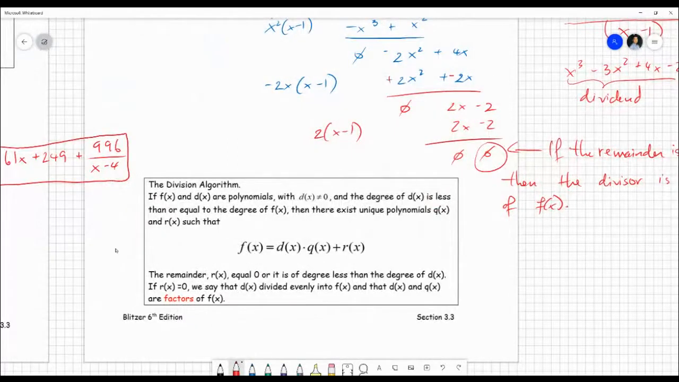All right, so here is our division algorithm, which I showed you at the beginning. So if f and d are polynomials with d not equal to 0, so here that's our divisor, then f of x, which is our original function, equals my divisor times my quotient plus my remainder. So that's just how regular numbers work, and it's the same thing here for polynomials.